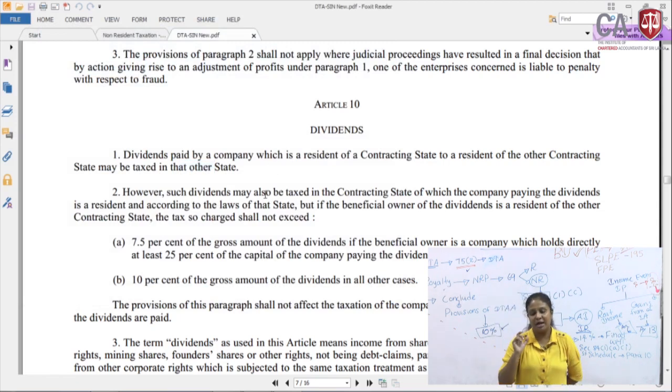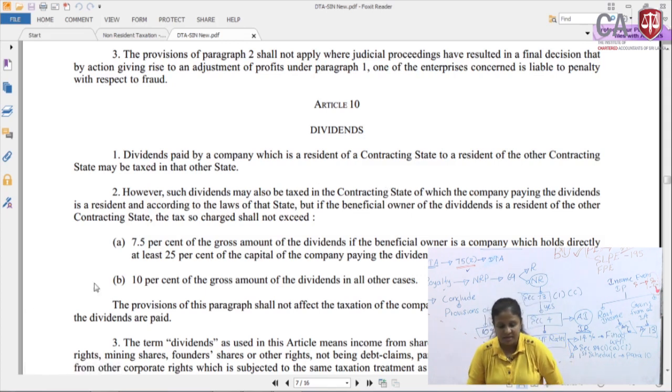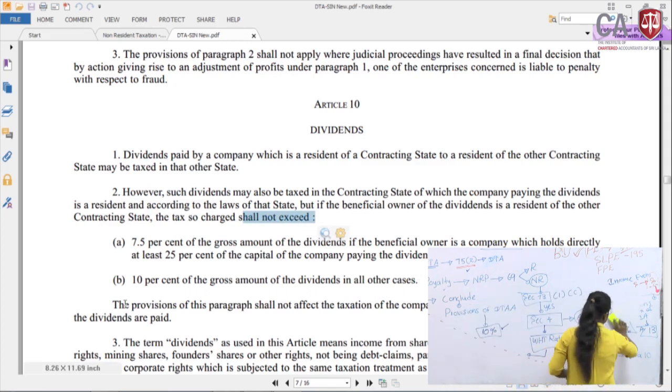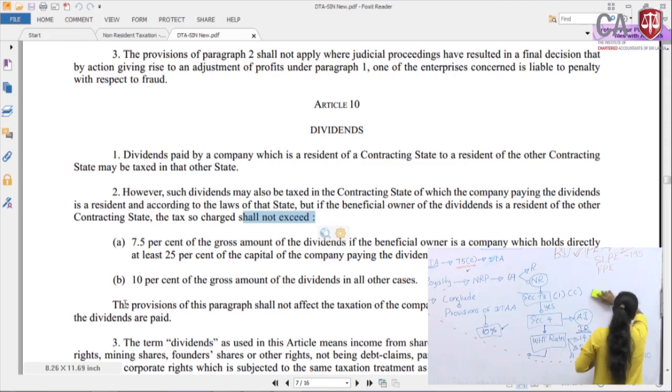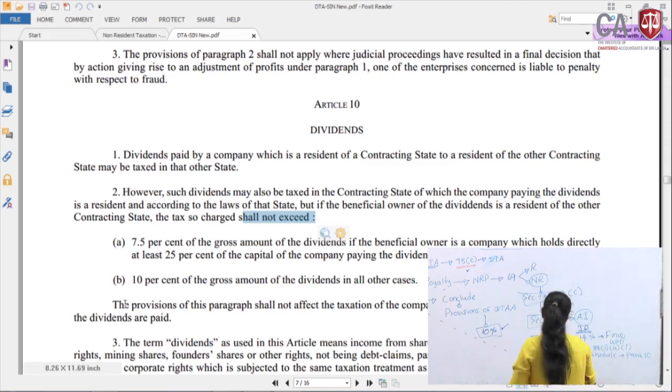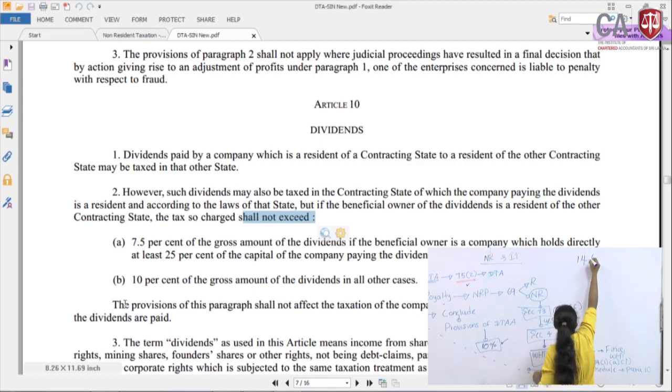Then see the application of the dividend rate. However, such dividend may also be taxed in the contracting state of which the company paying the dividend is a resident and according to the law of that state. But if the beneficial owner of the dividends is a resident of the other contracting state, the tax shall not exceed what? What is the percentage of dividend tax according to Sri Lankan law? It is 14%. Don't forget, it is 14%.